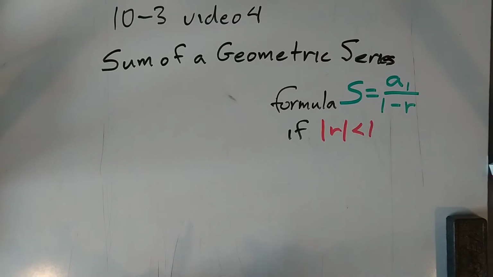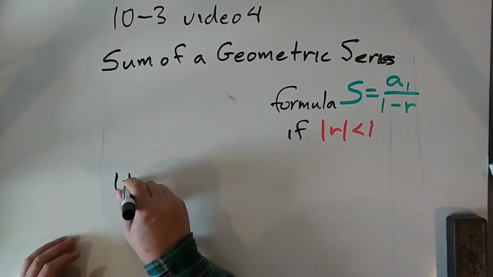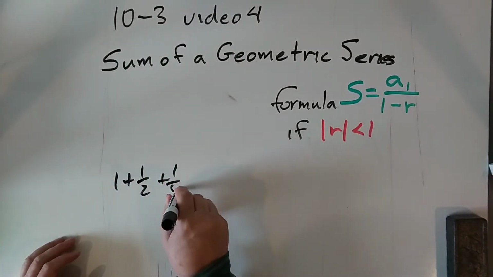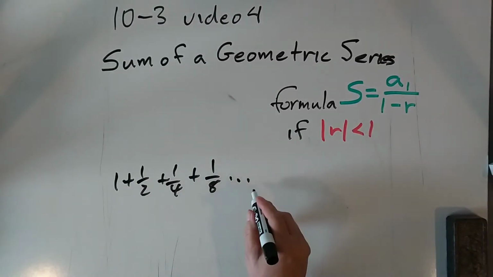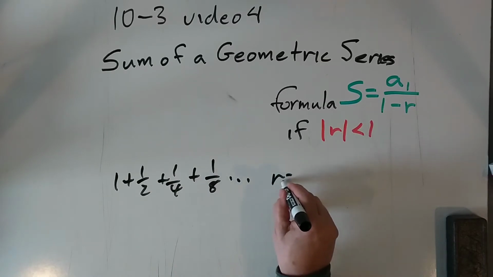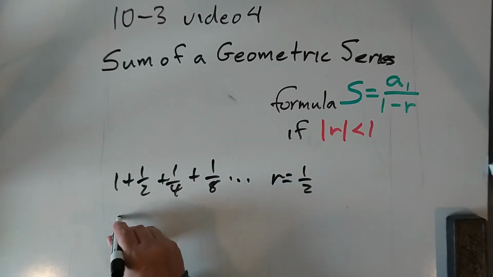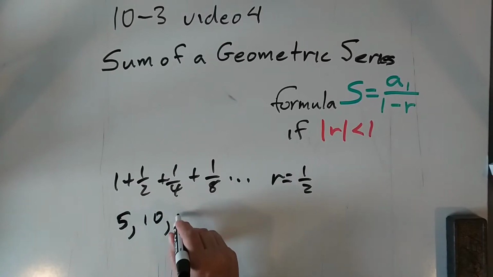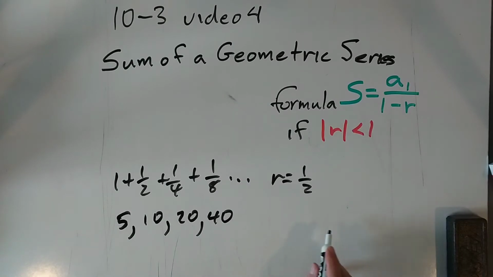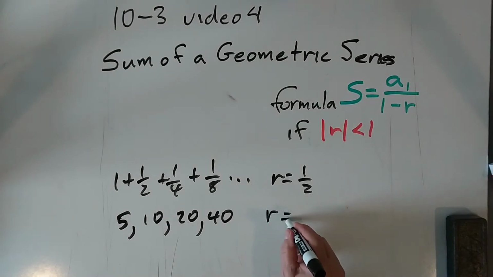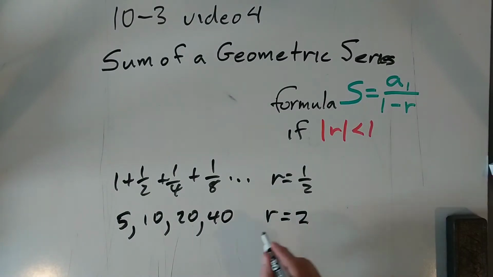Note, 1 plus 1/2 plus 1/4 plus 1/8 has a sum because the common ratio is 1/2. But 5, 10, 20, 40, you can clearly see that these are going to continue to infinitely large, so there is going to be no sum, and that always happens because the ratio here is 2. Anytime the ratio is more than 1, it will increase infinitely large.